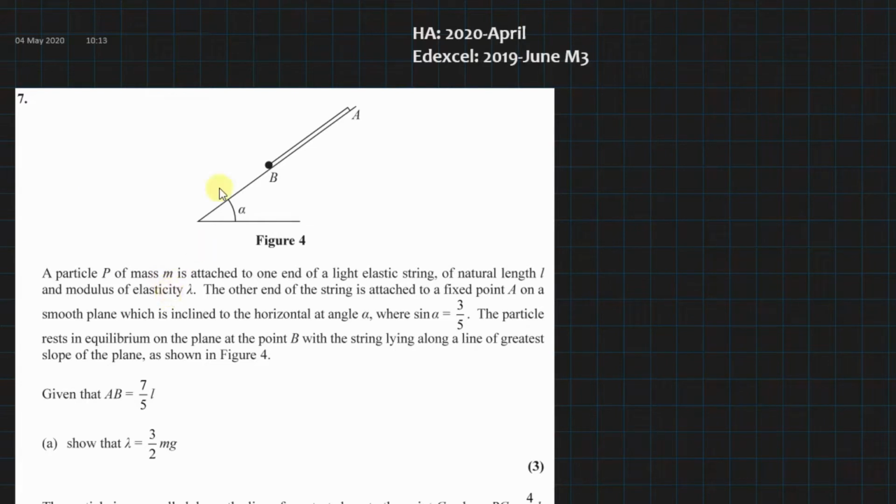So, what we've got is a particle that's attached at one end to an elastic string, natural length L, modulus of elasticity lambda. The other end is fixed at point A on a smooth plane. So this is a fixed point. Point B is where it actually lies in equilibrium. Now, in a minute, you'll ask about equilibrium anyway. But the point of equilibrium means that all the forces net to zero. Sum of all forces equals zero.